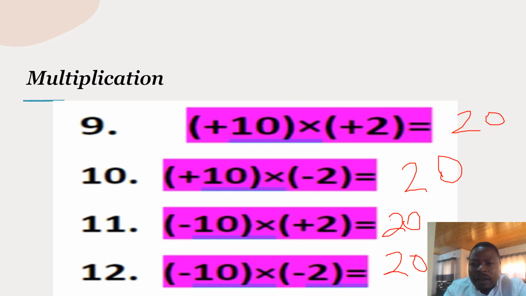What does that mean? It means that here the signs are similar, the answer is going to be positive 20, so we leave it like that. But here, number 10, the signs are different. So if they're different, we're going to have a negative. And so is here. And then we come here, the signs are similar, please understand. I see that there's no positive here, but because the signs are similar and we're multiplying, the answer is going to be positive. So it's going to be plus 20 there.